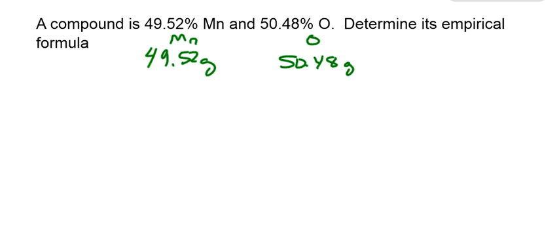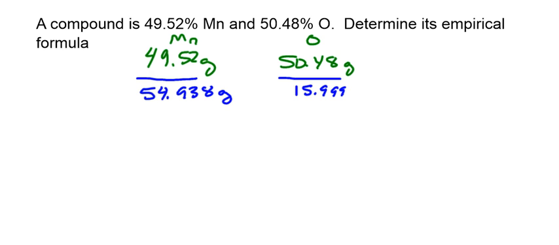as grams. Now, since we're doing an empirical formula, we are going to divide by the molar masses from the periodic table. This is 54.938, and this one is 15.999. We can go one more, I guess, grams. Now, remember, I'm choosing a chart form versus showing the times one mole over molar mass, just to help keep it organized again for you.